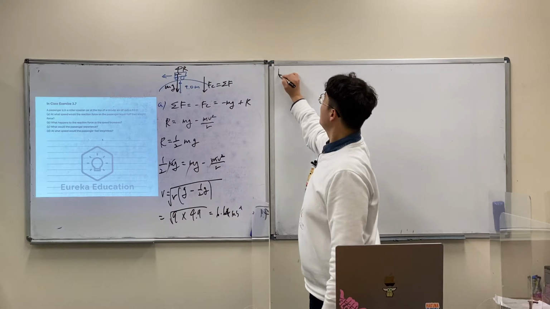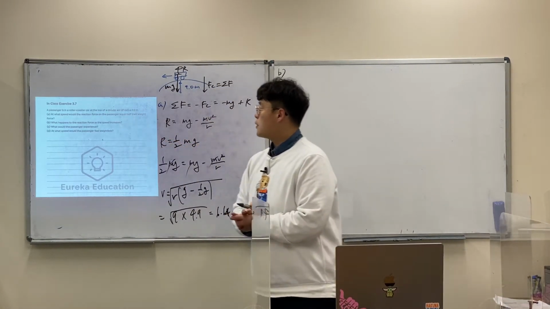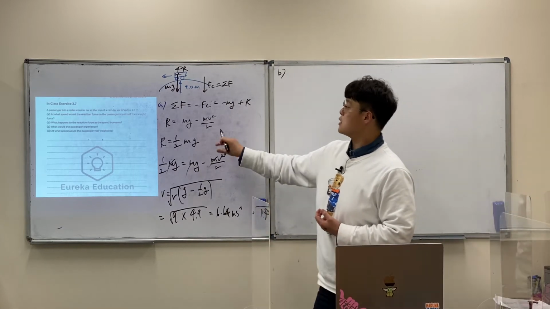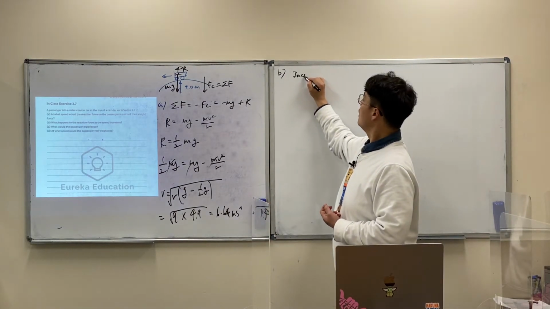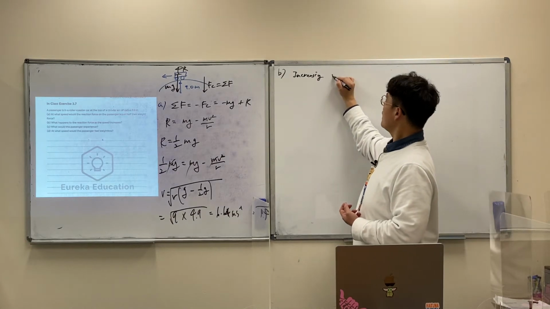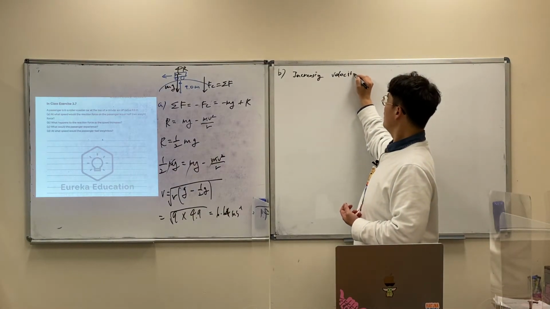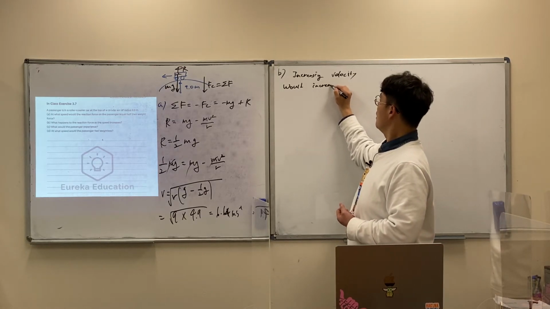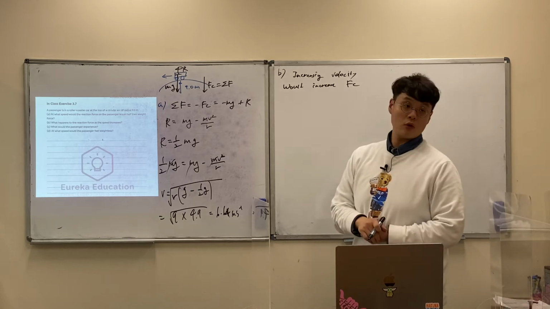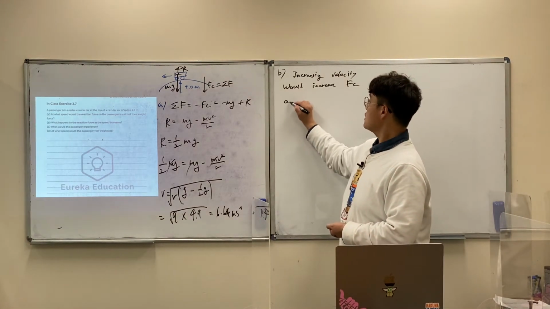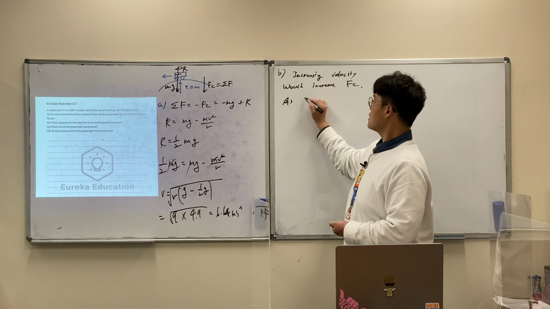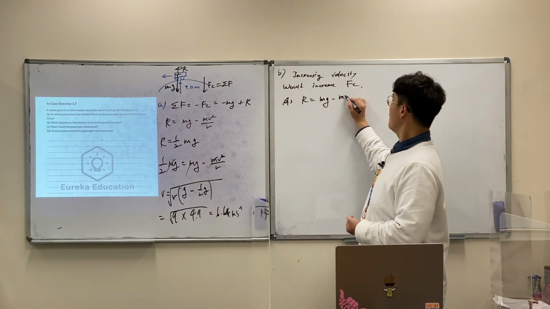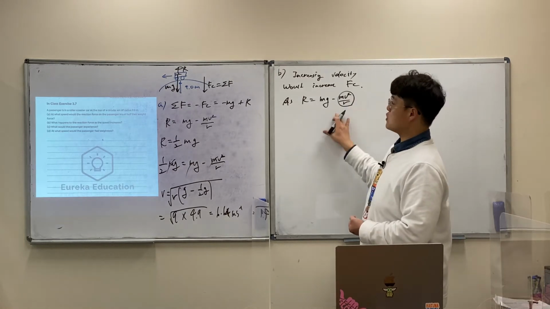Okay, next one, B. What happens to the reaction force as the speed increases? What happens to the reaction force as we increase the velocity? It would also increase the Fc value. Then what we know is R equals mg minus mv squared over r, which is the Fc value here.